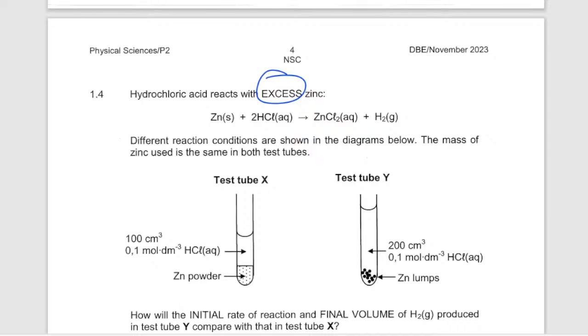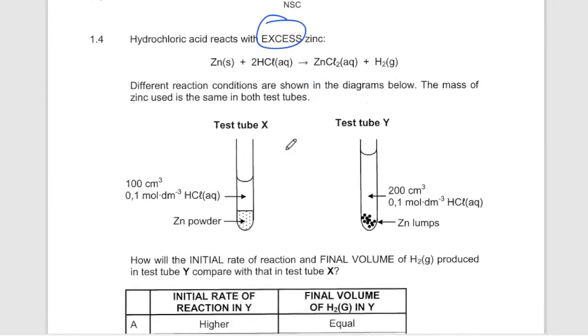We go to the next question. What are they saying? Zinc plus hydrochloric acid gives you zinc chloride plus hydrogen. Different conditions are shown in the diagram below.